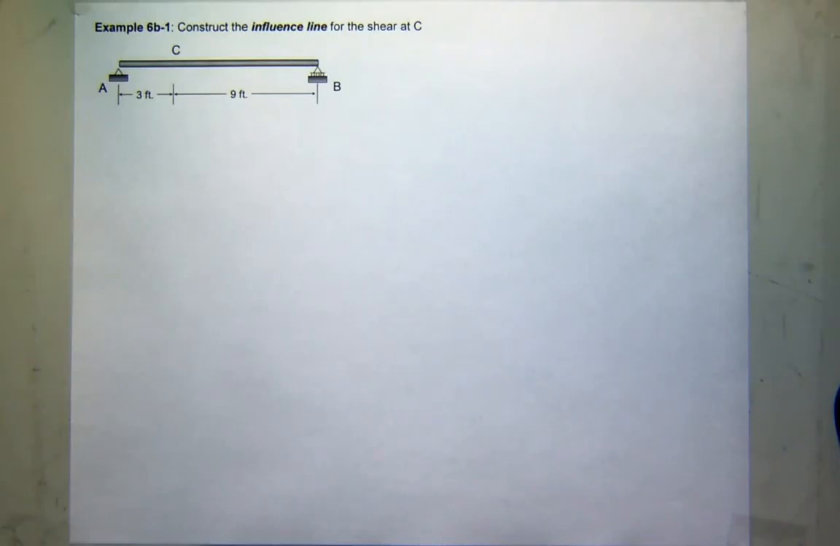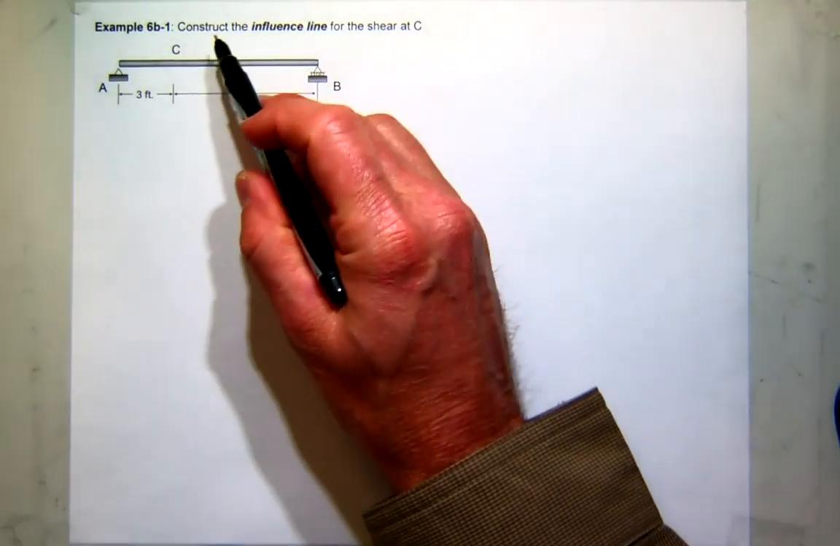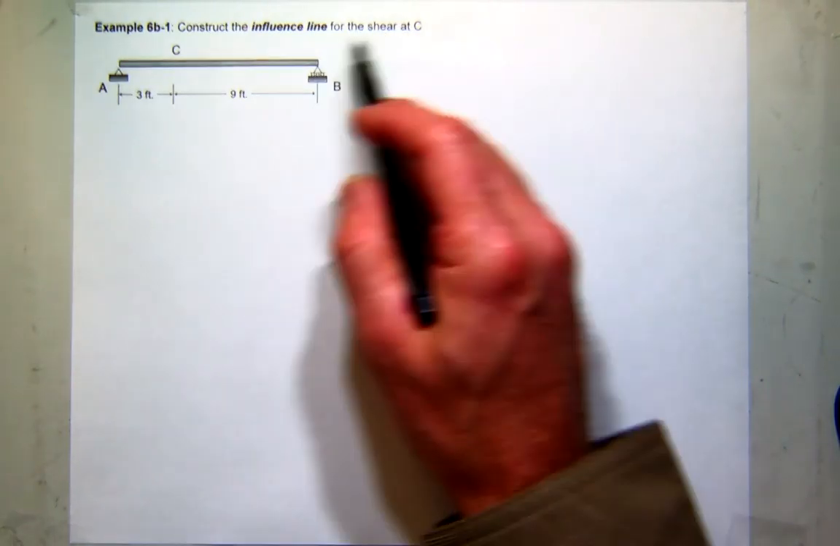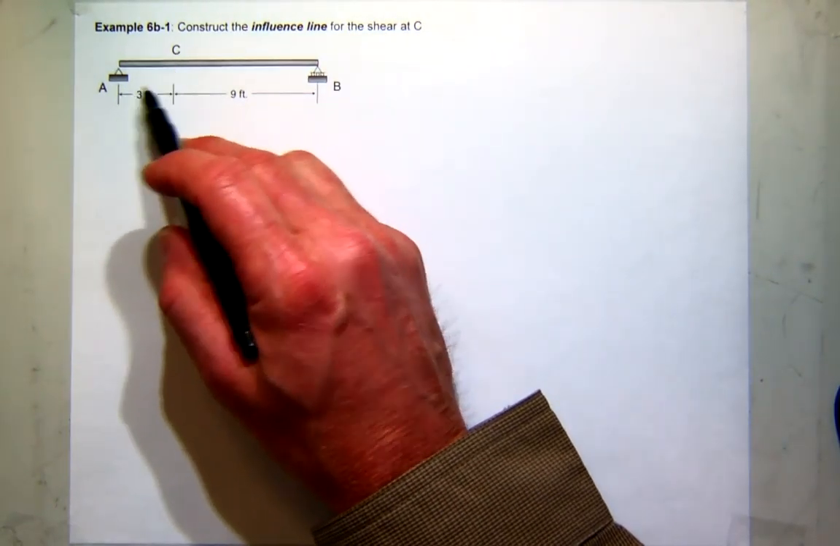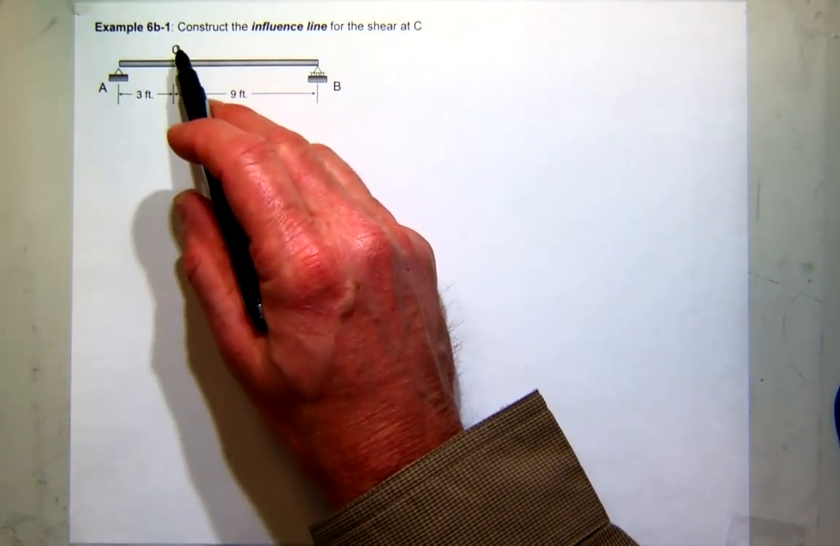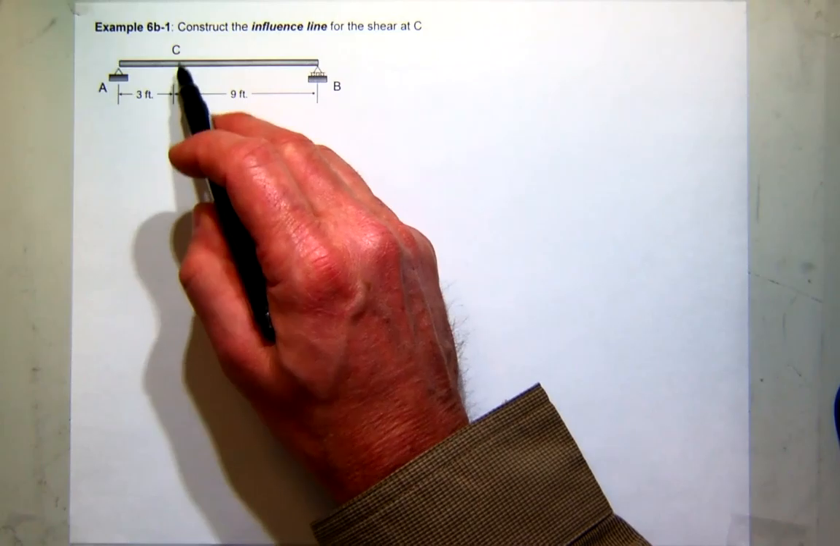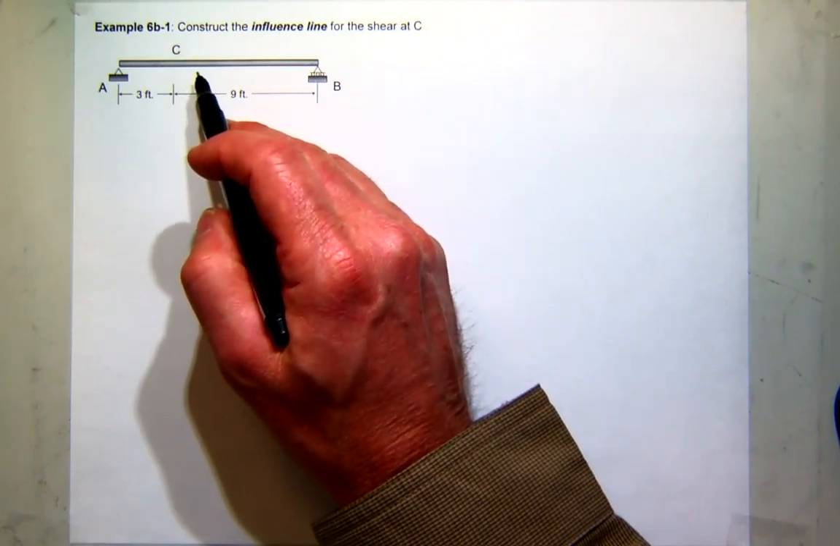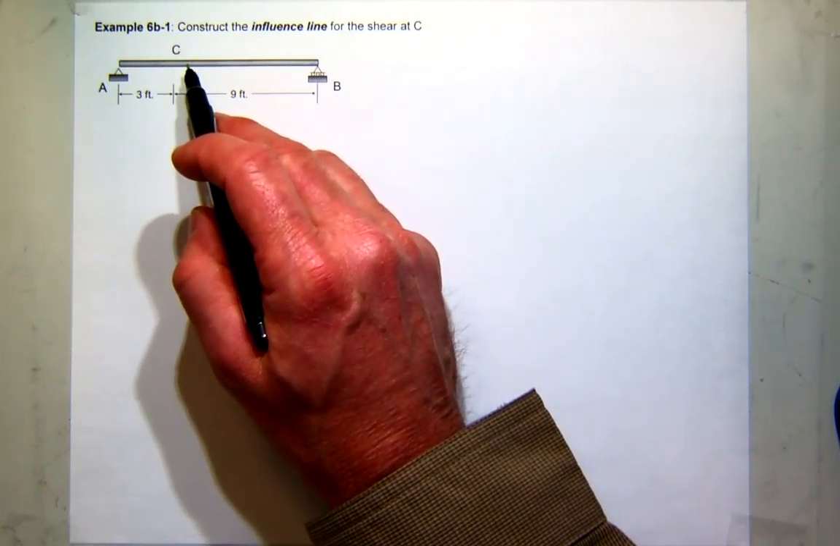Alright, so let's try this problem. We're going to try to construct the influence line for the shear at C. And there's C. You can see it's 3 feet from A. So ultimately I'm going to have to cut the structure here at C and look at the internal forces and find the shear at C.